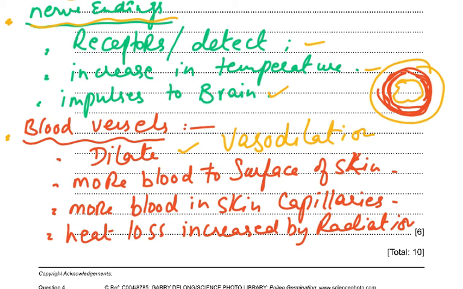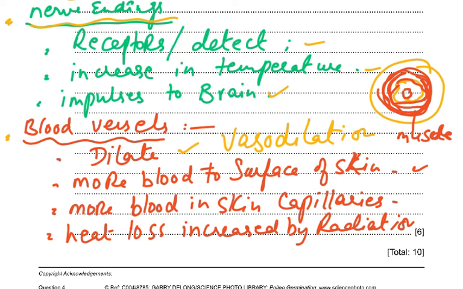So the lumen can either become narrower or it can become wider. So these are the muscles in the wall of the blood vessels, in the wall of the arteries, not the capillaries. Please remember, capillaries are only 1 cell thick. So the muscles are only in the wall of the arteries and the arterioles. So blood vessels will dilate, there'll be vasodilation, more blood will be going to the surface of the skin.